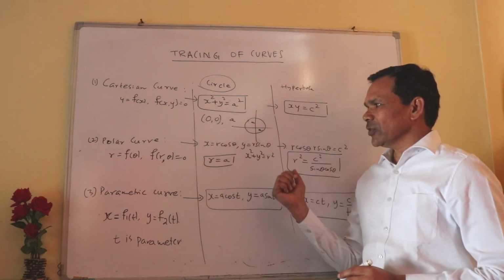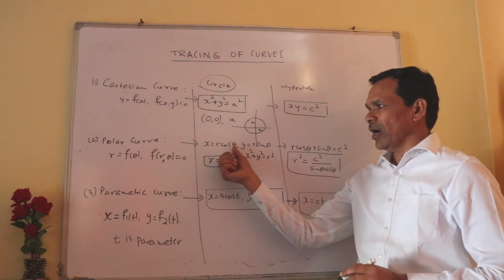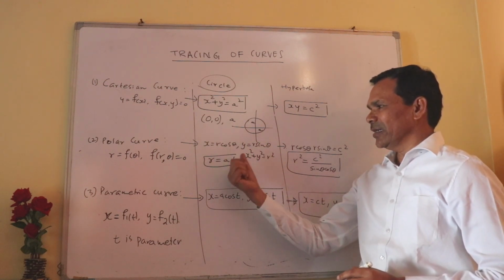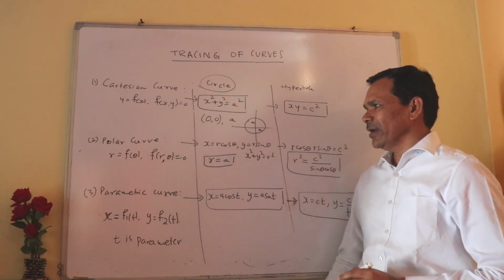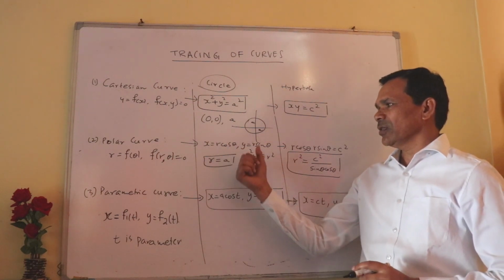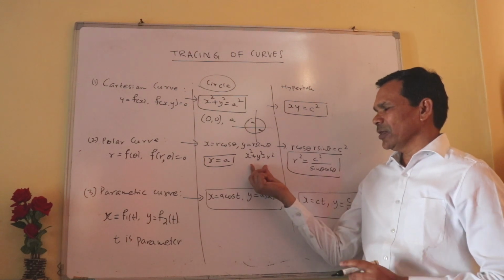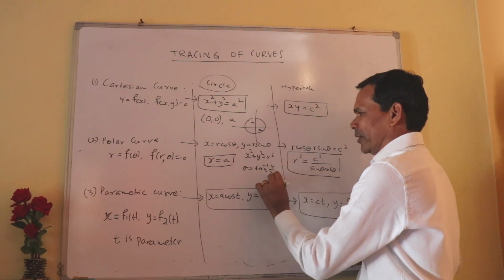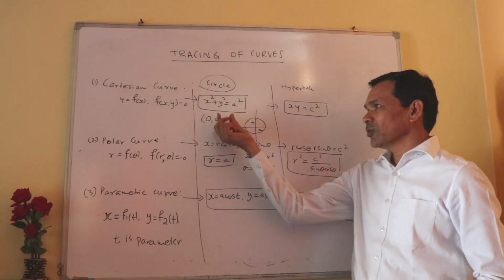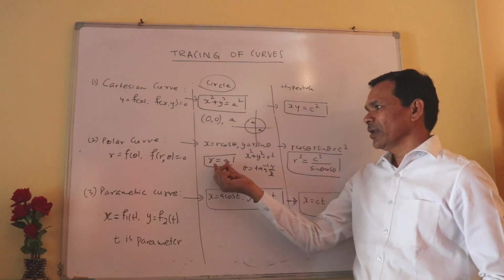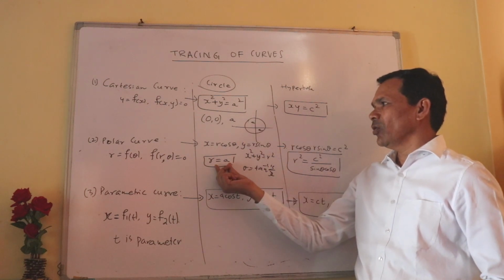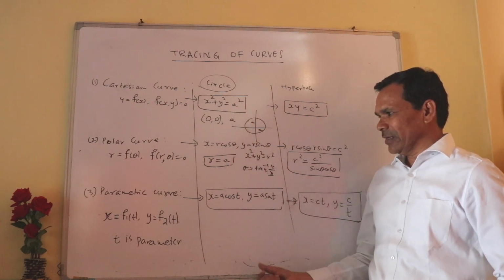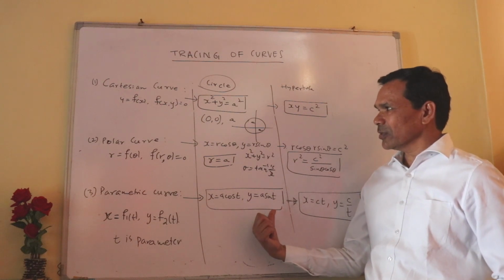Now the polar equation for the same curve: x is equal to r cos theta, y is equal to r sin theta. These are the polar coordinates, r and theta, and we express x and y in terms of r and theta using these two equations. x square plus y square is equal to r square, and theta is naturally tan inverse of y upon x. So I put x square plus y square is equal to r square, then r square is equal to a square, which means r is equal to a is the polar equation of the circle with center at (0, 0) and radius a.